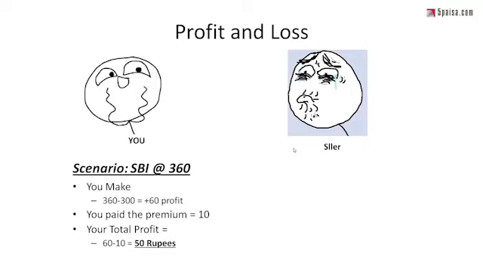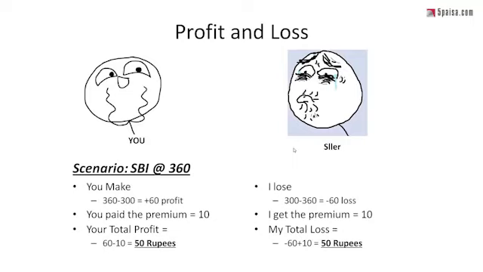So this is an expiry scenario. Expiry is the day when option contracts end, the day till the validity of the option contract. On that day, if the expiry happens at 360, you make 50 rupees. And let's say in this case I am the option seller, so I will lose 60 rupees, but then you gave me a premium of 10 rupees, so my net total loss is 50 rupees, right? I lost 50, you made 50. This is zero sum. Whatever you make, I lose. Whatever I lose, you make.